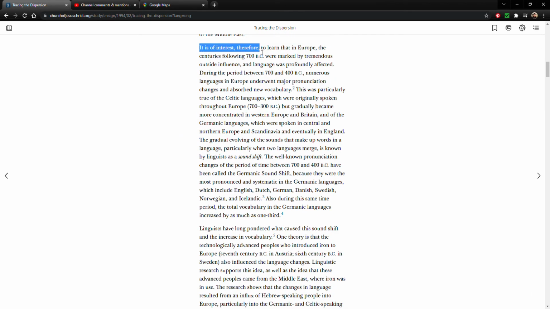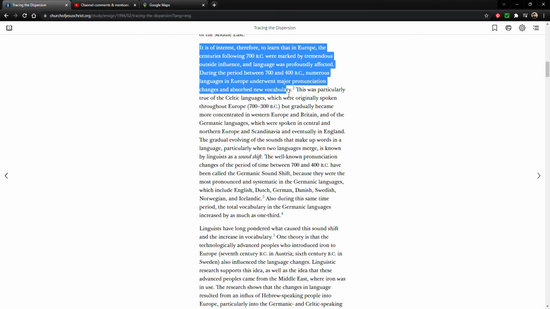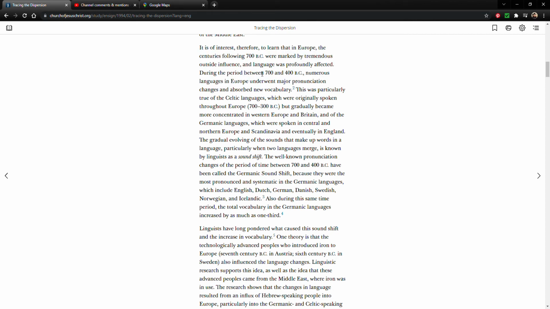It is of interest, therefore, to learn that in Europe, the centuries following 700 BC were marked by tremendous outside influence, and language was profoundly affected. During the period between 700 and 400 BC. So he's talking about around the time of the Assyrian conquest and after. During the period between 700 and 400 BC, numerous languages in Europe underwent major pronunciation changes and absorbed new vocabulary. That's interesting already, right there.